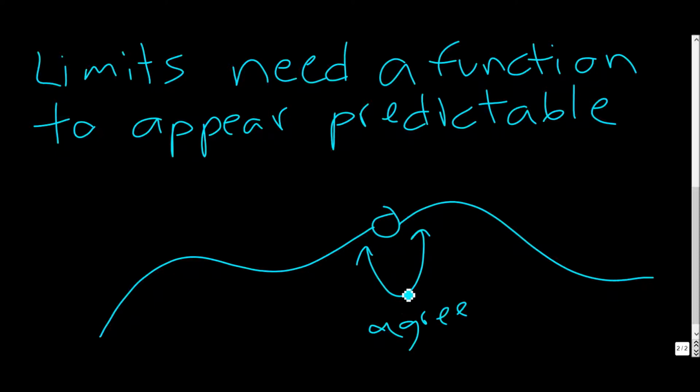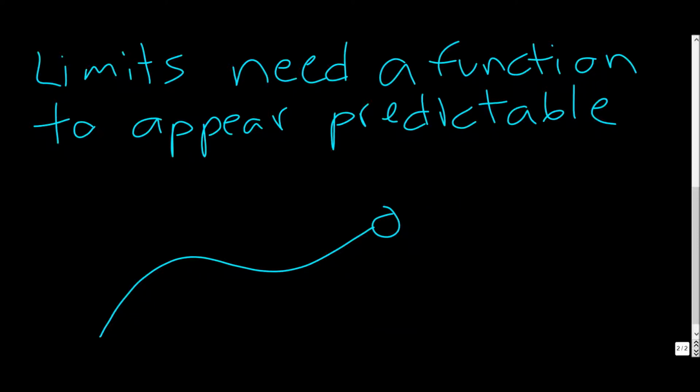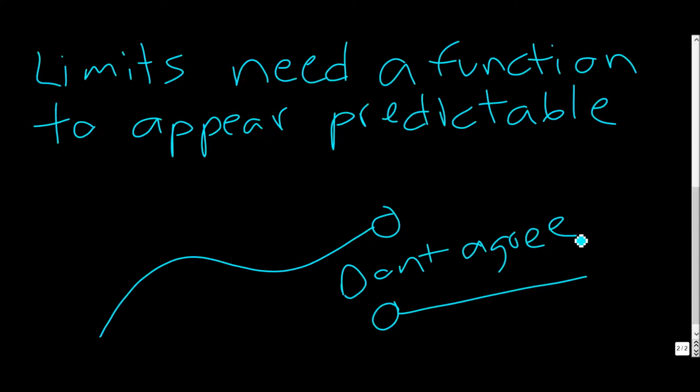Now we'll work through some problems, but you want to think limits need a function to appear predictable. If it's not predictable, in a sense, let's say we have a completely broken part, this side and this side don't agree, then that limit wouldn't exist. So these are things to consider as we go forward.